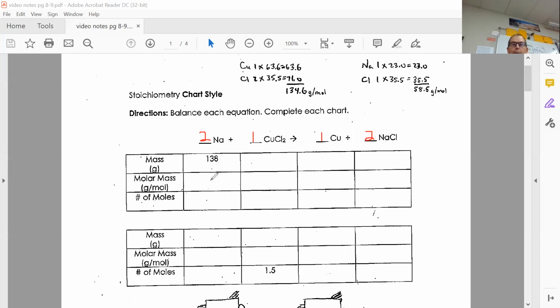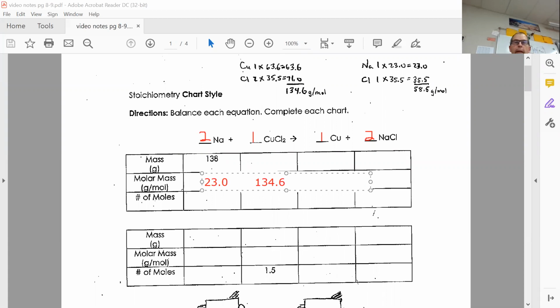Okay, to do the chart style thing, I think the next thing I'm going to do is fill in all my molar masses. So I'm going to find the molar mass for sodium, which is 23. Now notice there is a 2 in front, or maybe I'll say 23.0, and we'll just finish these up here. And then copper chloride is 134.6.